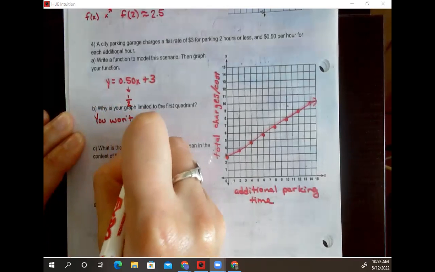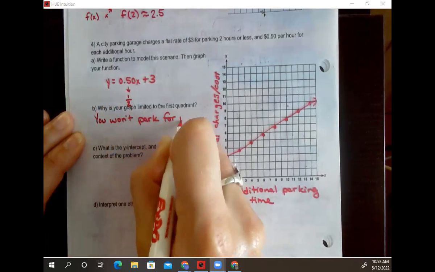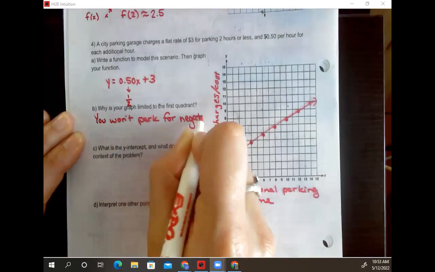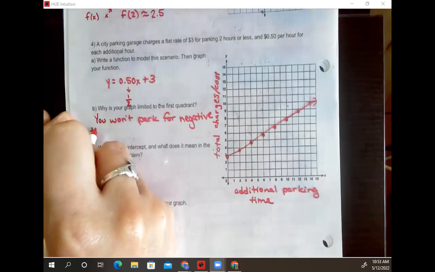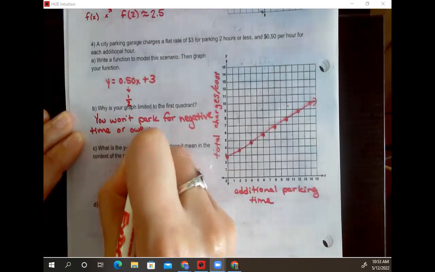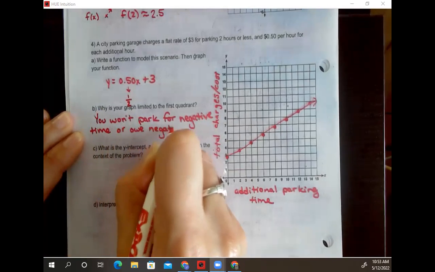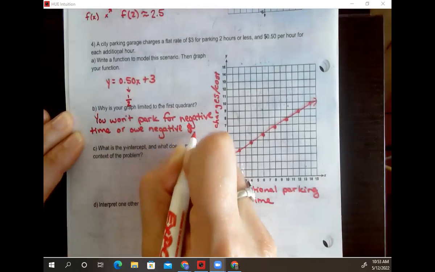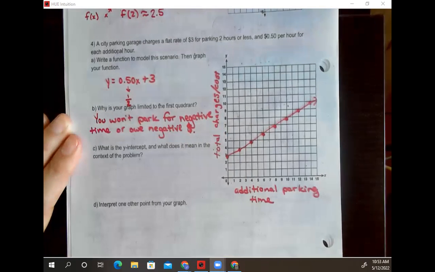park for negative time or owe negative money. All of our values here should be positive for X and for Y.